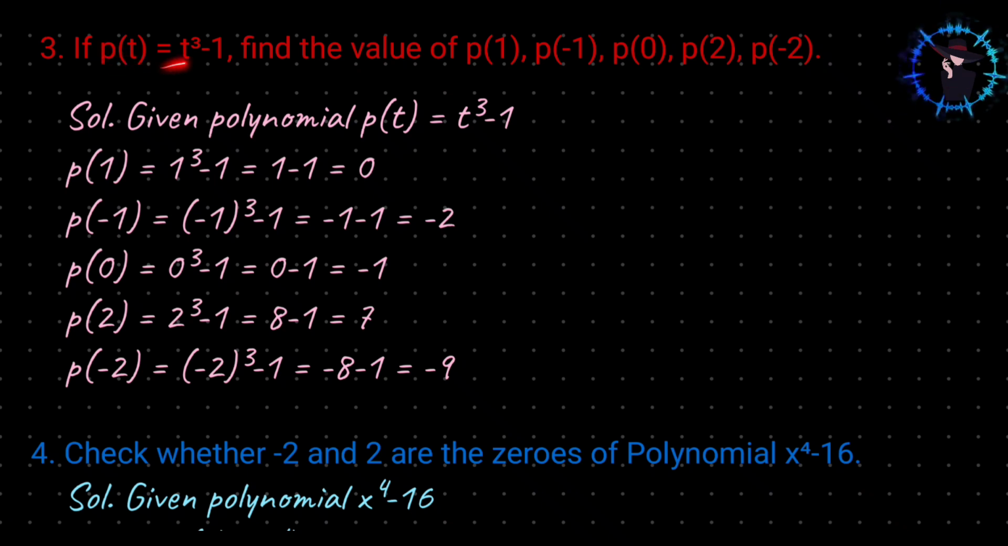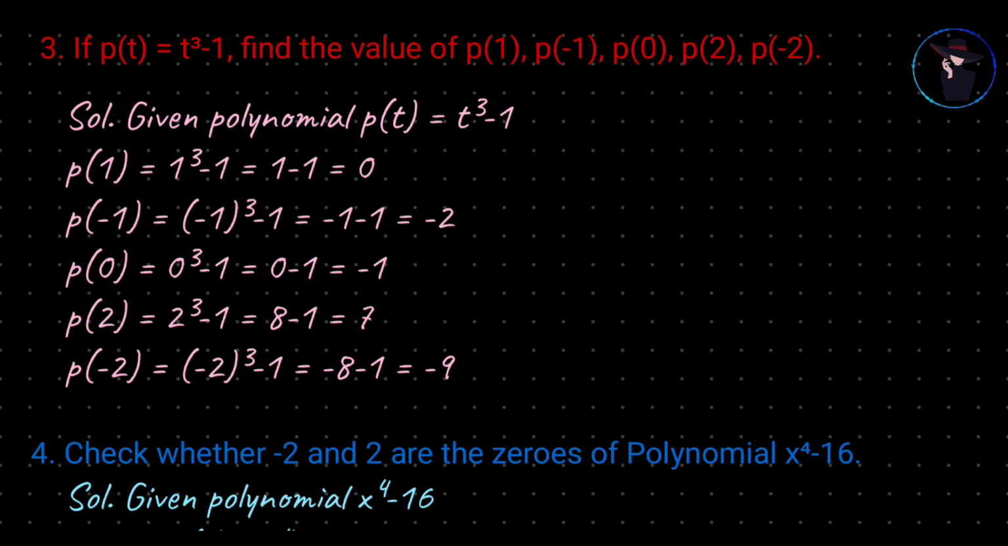If p of t is a polynomial t cube minus 1, find the value of p of 1, p of minus 1, p of 0, p of 2 and p of minus 2. So we need to substitute the values in place of t: 1, minus 1, 0, 2 and minus 2. Let's go with 1 first. 1 cube minus 1 equals 1 minus 1, 0.